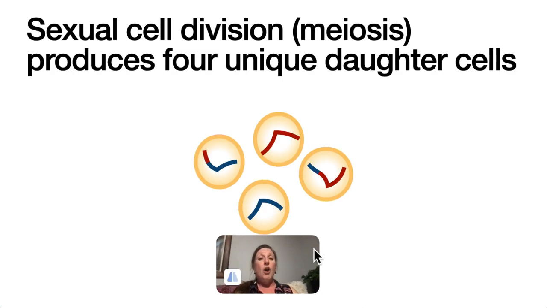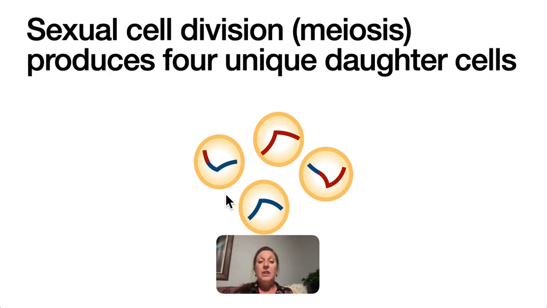So these are our 4 unique daughter cells formed by meiosis. Each one has half the number of chromosomes of an ordinary body cell. And that's because when this daughter cell, whether it's sperm or egg, meets with the other sperm or egg, we want the total number of chromosomes to add up to the right number for our body cells.